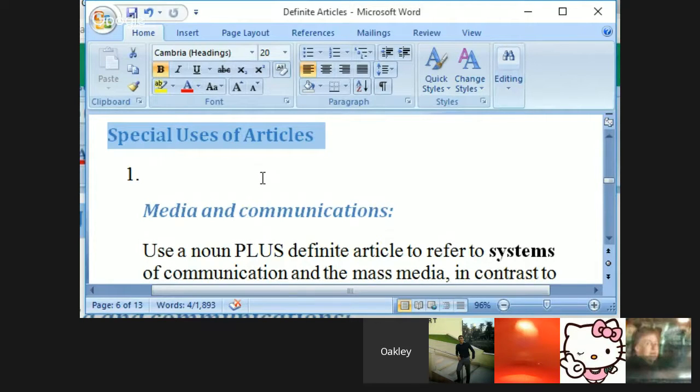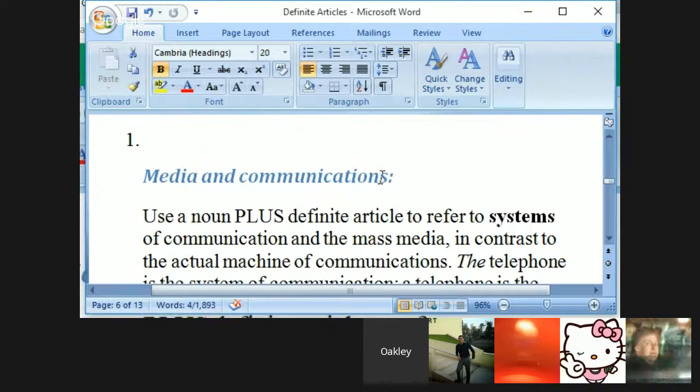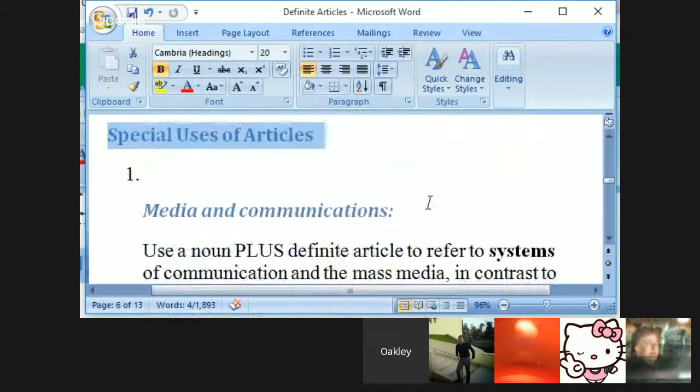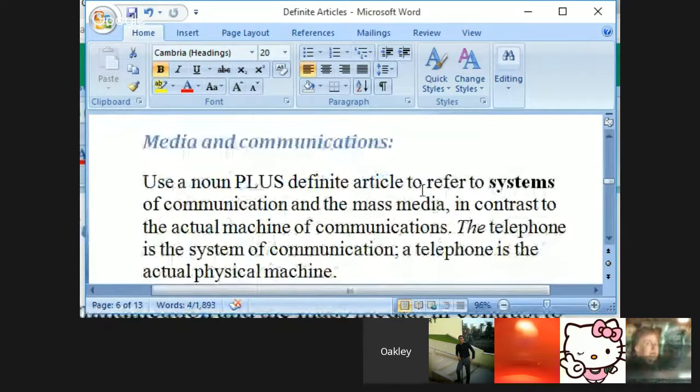If you have any questions, please feel free to interrupt me. Or if you're more comfortable, write a question in the Verbling chat box, and I will address it. I will try to make it as clear as possible, but we're talking about exceptions and special uses, so sometimes the logic really isn't there. Okay, well, let's take a look.